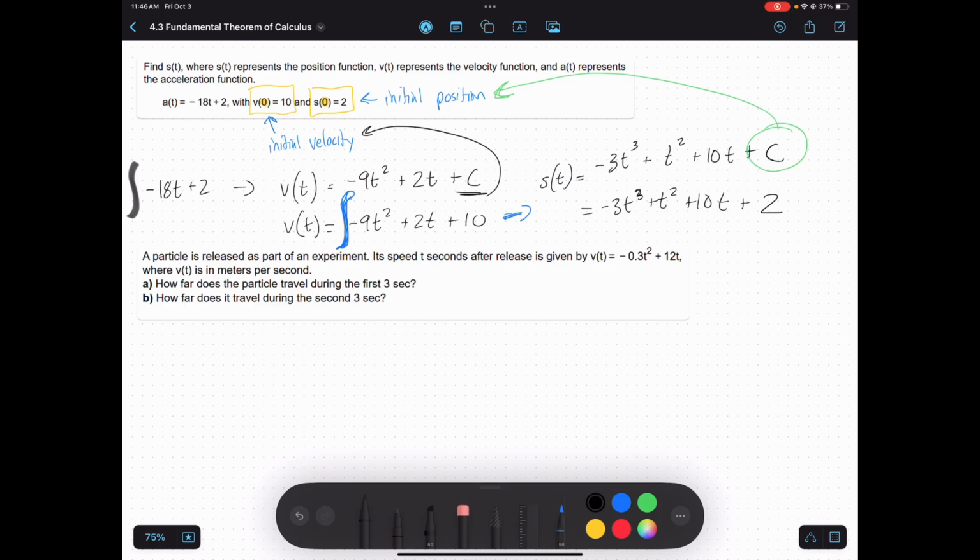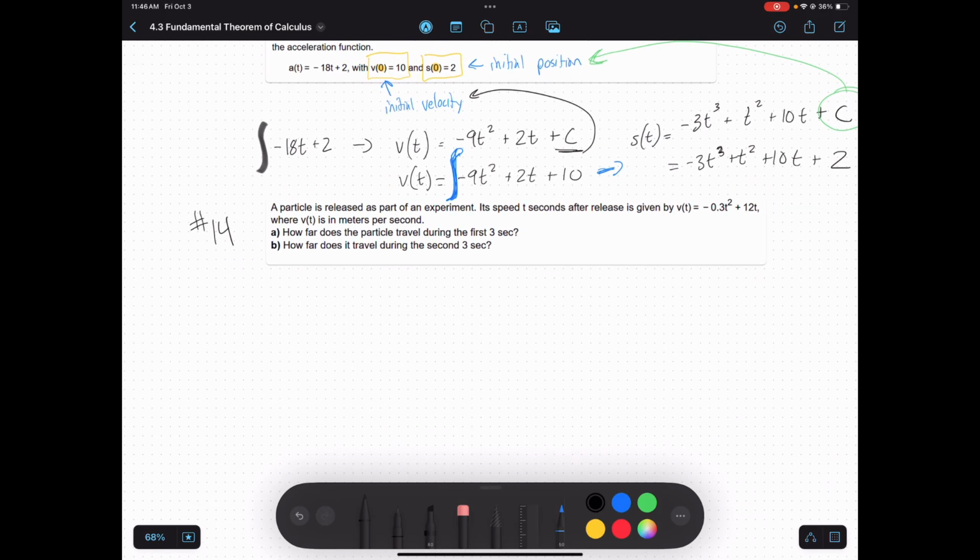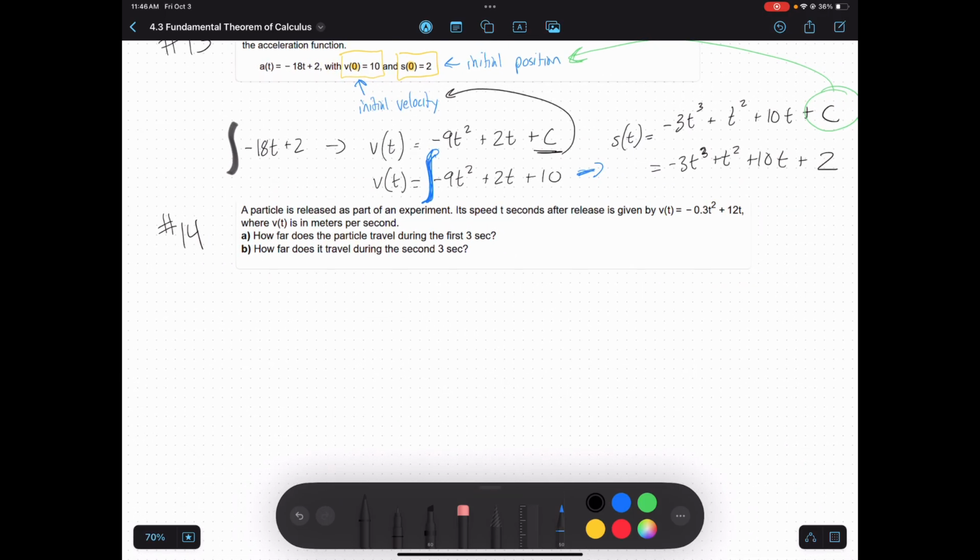So those initial values aren't bounds. They help me figure out what c has to be when I take the antiderivative. So what about number 14? How is this one different? A particle is released as part of an experiment. Its speed t seconds after release is given by this velocity function, negative 0.3t squared plus 12t, where v of t is in meters per second. And part A is asking, how far does the particle travel during the first 3 seconds?